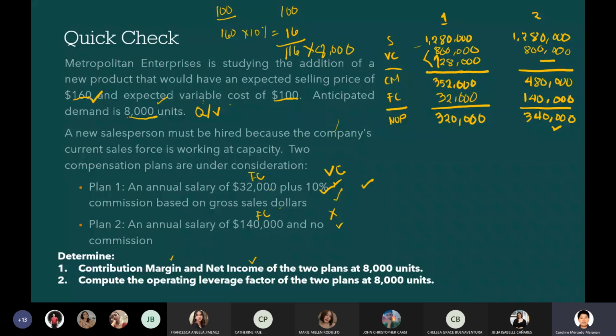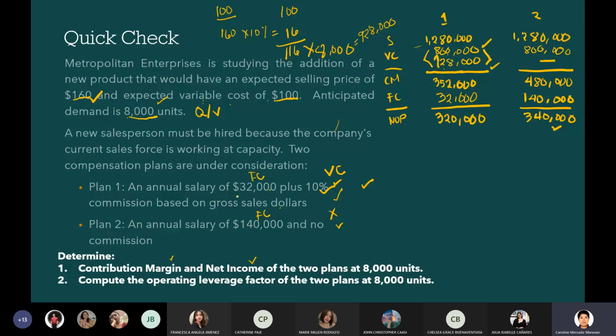116 times 8,000. Catherine. 928,000. Okay, 928,000. That's correct. So, parehas lang yan dito. Pag pinag-add mo si 800 at saka 128 na sagot ni Chelsea, that's correct. Tama si Catherine. Same po yan, 928. So, pwedeng ganito yung maging computation nyo. Dito, pinakita lang ni Chelsea na ano-ano yung component ng variable cost. This is the main variable cost na given and the 128 is the commission.